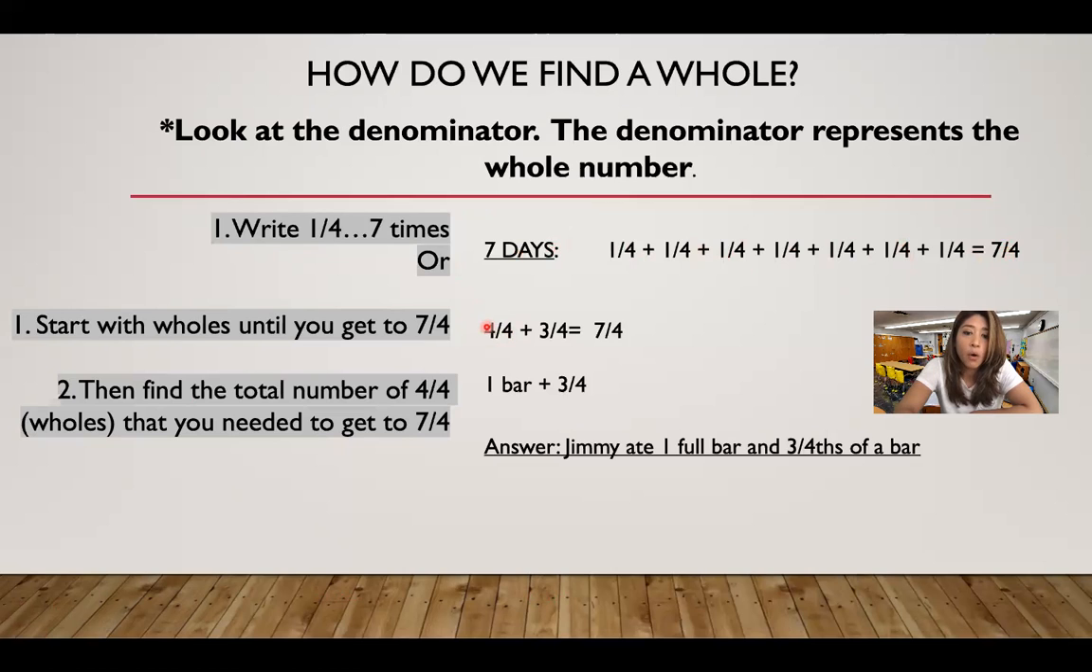Well, start with the whole and then see how much more you need to get to that 7, okay? So you can skip this whole part and just come straight here once you add your 1/4. So this is your 4/4 that gives you 1 bar plus 3/4 to get to the 7/4, okay? So Jimmy ate one full bar and 3/4 of a bar, okay? Hopefully that makes sense.